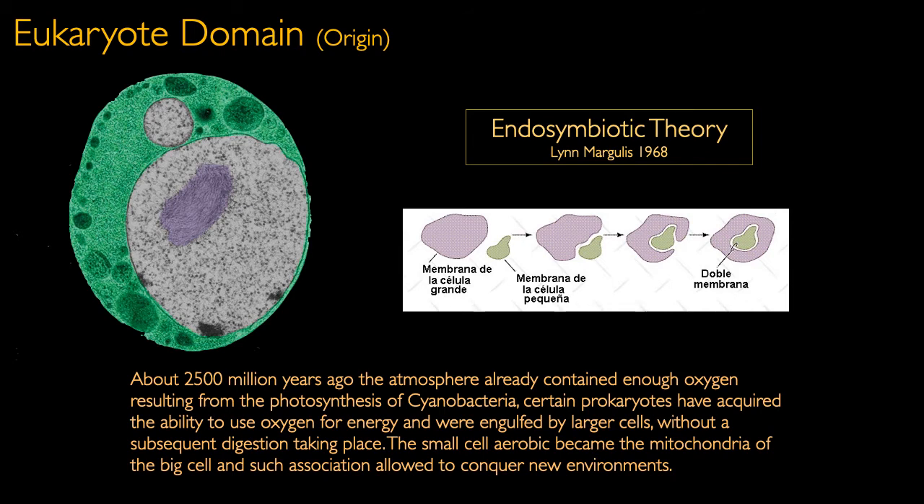So about 2,500 million years ago, some bacteria that could use oxygen from the atmosphere were eaten by larger cells, but not digested, which was what normally happened. So the two cells established a collaborative relationship. The big one provided protection and oxygen to the small one inside, which provided energy to the big one. When two organisms collaborate to increase their survival chances, it is called a symbiotic relationship. So this theory got the name of endo, meaning inside, symbiotic theory.